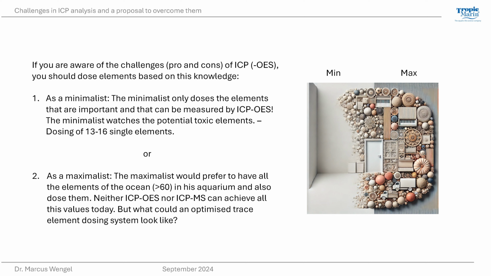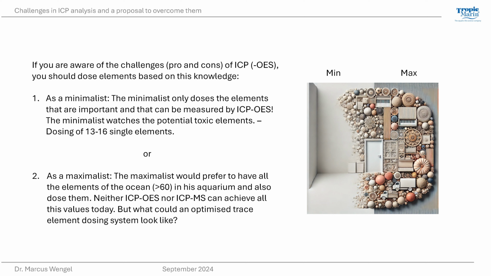So what do we want? If you are aware of the challenges, pros and cons, which I explained a little bit here, you should dose the elements in your tank based on this knowledge. You can dose as a minimalist, right? The minimalist only doses the elements that are important and that can be measured by ICP-OES. It's maybe 13 to 16 elements, and that's fine. He knows them, he can buy them, he can dose them.